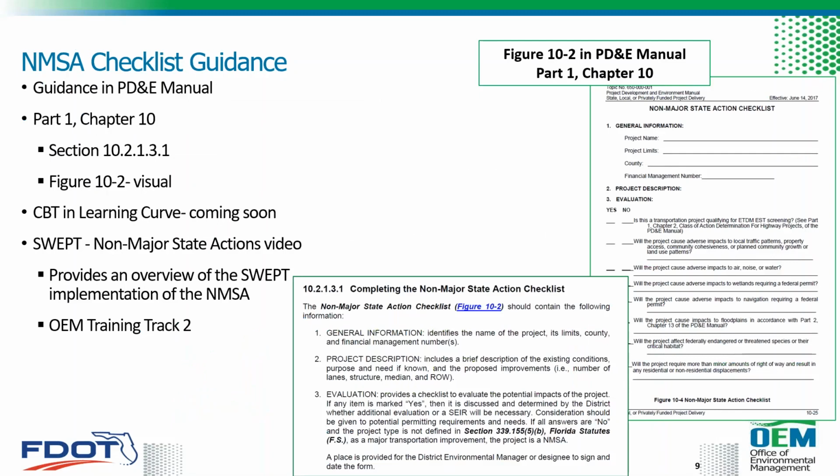There's guidance available on preparing the non-major state action checklist. This is in Part 1, Chapter 10 of the PD&E manual. There's guidance in the text of the chapter, and there's also a visual that is a form. We are working on a CBT that should be available soon that shows what is involved in this process. Also, OEM's training webpage has a video that provides an overview of how the non-major state action is prepared in SWEPT. And I believe Ruth is going to get to this also a little bit later in this training.